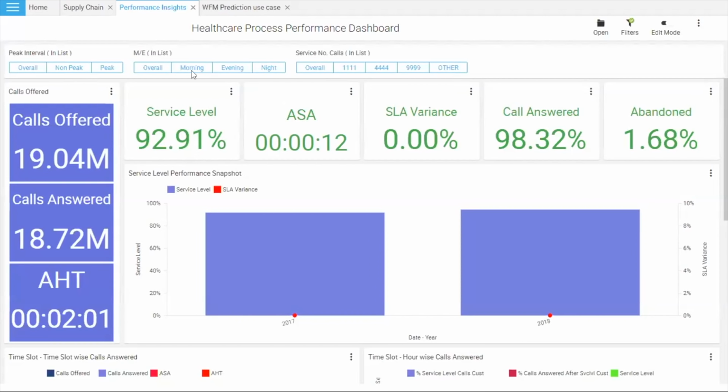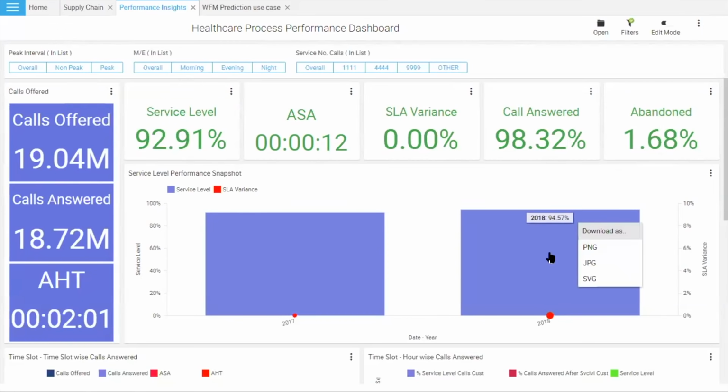Now, that's one of the metrics that we've brought in here. Then you've got average speed to answer, which is 12 seconds. Then the service level variance, calls answered, meaning how many calls were answered out of the total which were offered, and how many were actually abandoned. So a combination of these would be 100%.